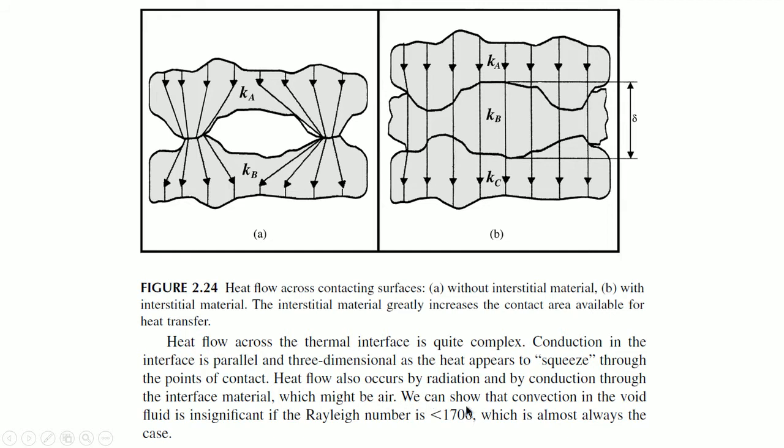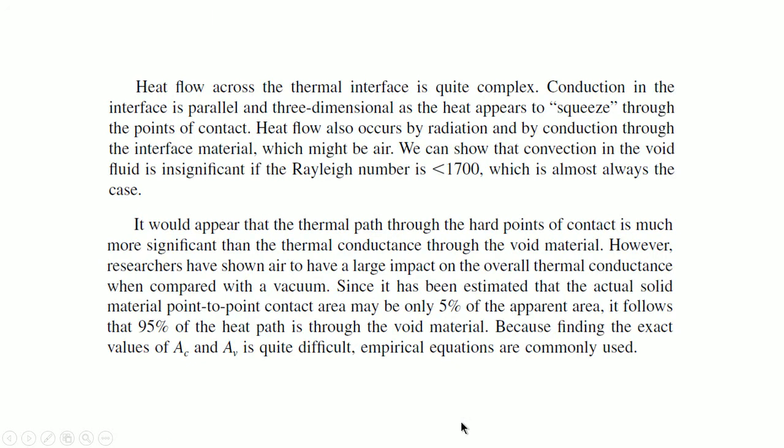We can show that convection in the void flow is insignificant if the Rayleigh number is less than 1700, which means there is no flow, which is always the case. It would appear the thermal path through the hard points of contact is much more significant than thermal conductance through the void material. If you ignore convection in the void material, no air can circulate, and the voids are almost like closed cells.